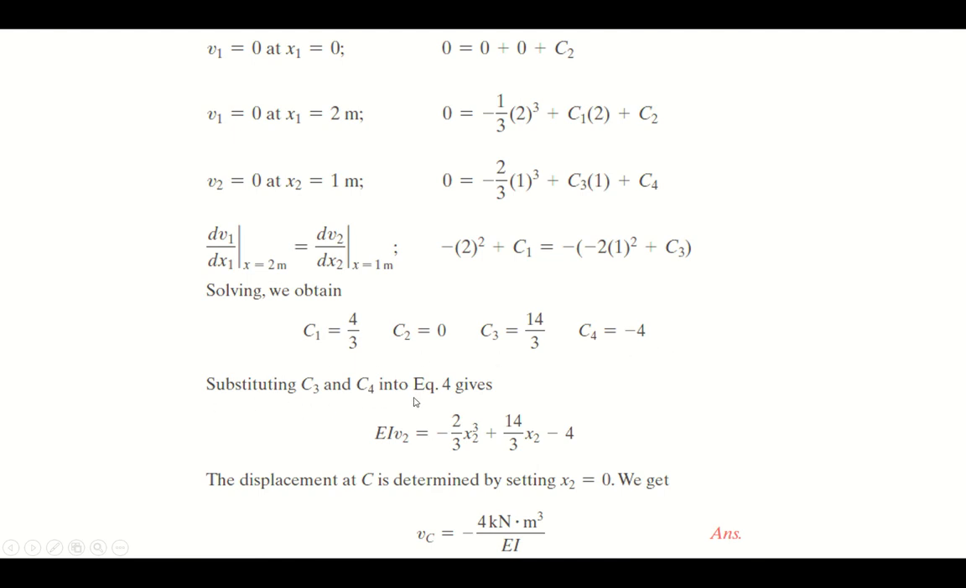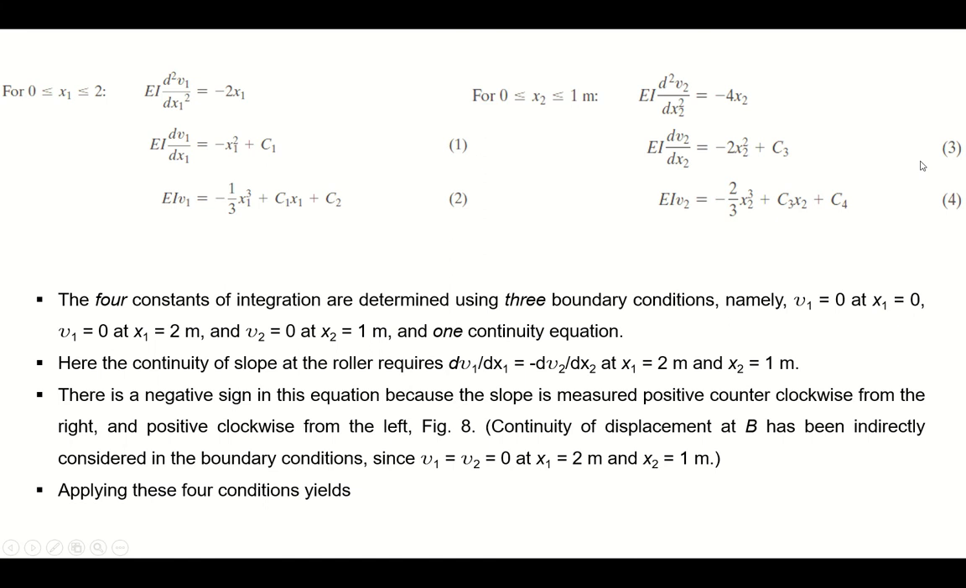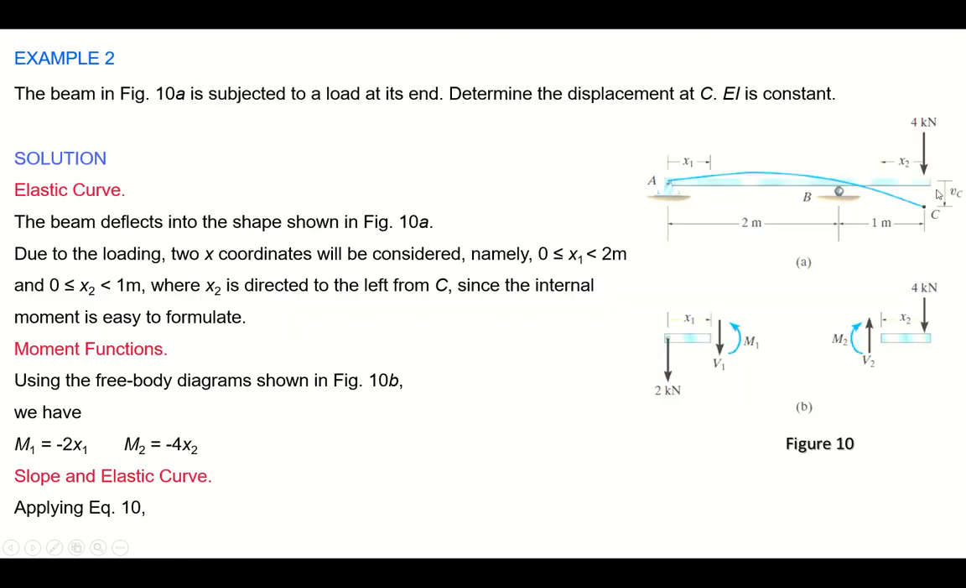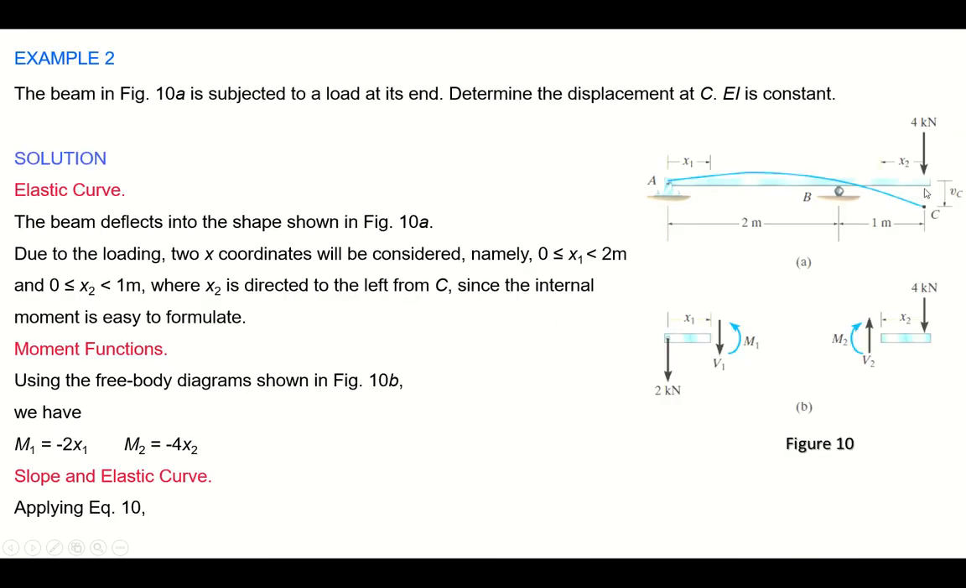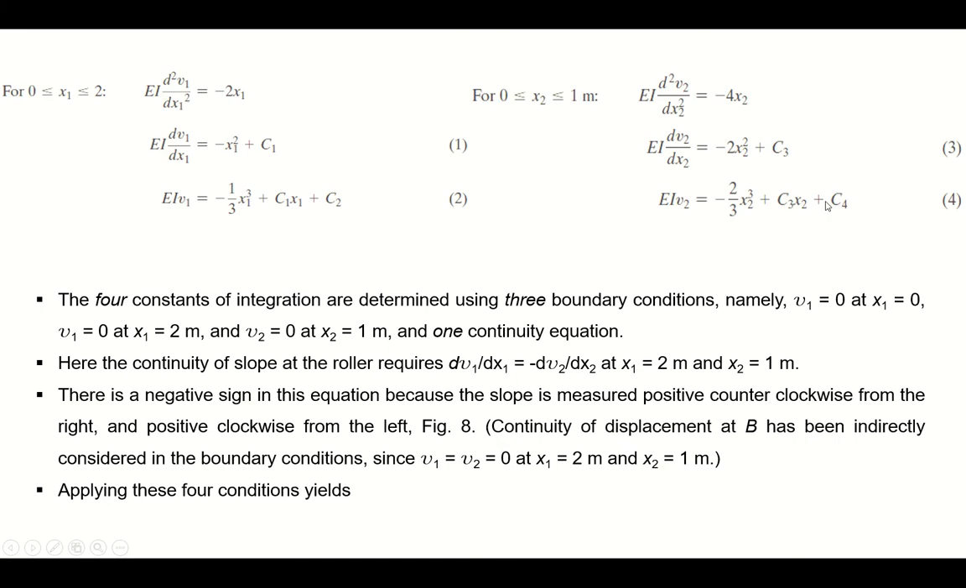Substituting the C3 and C4 into equation 4. What was equation 4? This is your equation 4, right? Why are we using equation 4? Because you can see that the maximum deflection is at the point of application of load at the free end, and in the question it is also mentioned to determine the displacement at C. So at point C you have to find this displacement or deflection. For that you have to use equation 4, which is about the deflection in the second segment, the segment BC. So at point C you can find the deflection by using equation 4.